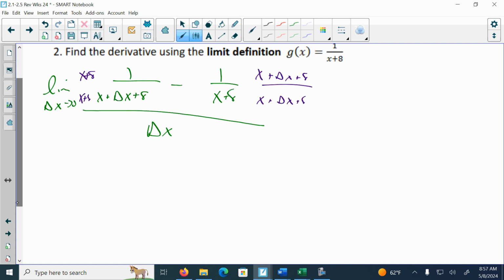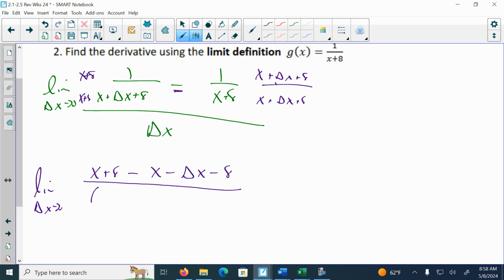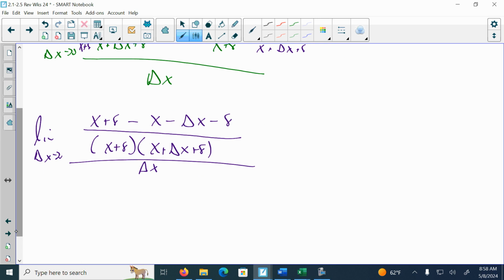So when I do that, still taking the limit as delta x approaches 0, this one will be simply x plus 8. Distributing this negative sign, I'm going to have minus x minus delta x minus 8. This is all over my common denominator, x plus 8 times x plus delta x plus 8. And again, this whole thing is still over delta x. So here in the numerator, the x's will equal 0, the 8's will equal 0, and I'm left with just this negative delta x.